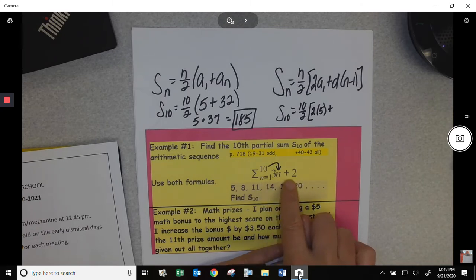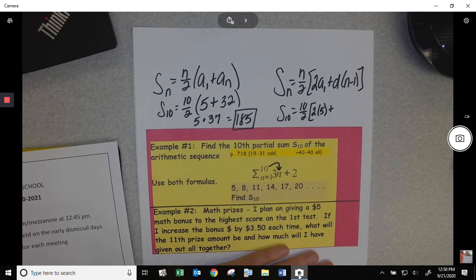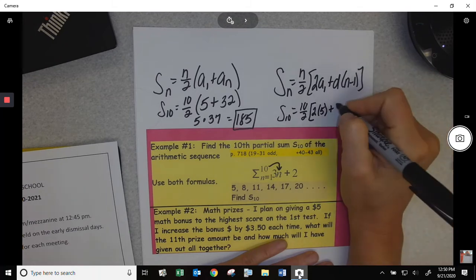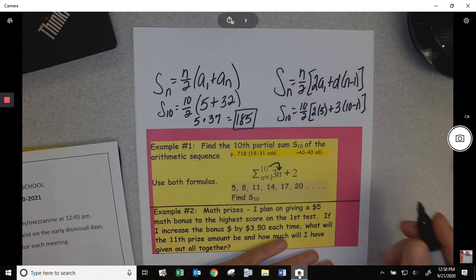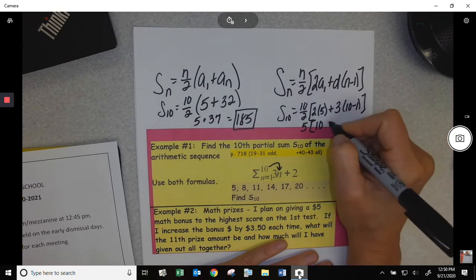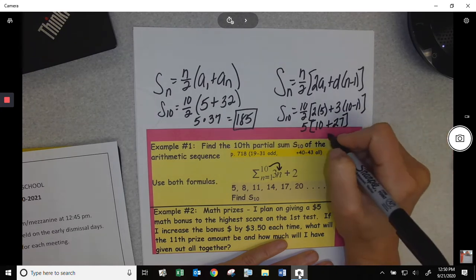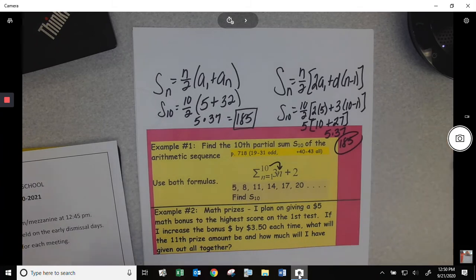Arithmetic term formulas always kind of look like Algebra 1, no exponents, and the number in front is always your common difference, which is going up by 3. So you can get it from here, or you can see 3, and then 10 minus 1. A little bit longer formula. So you have 5, and in parentheses, 2 times 5 is 10, plus 3 times 9 is 27. So now you'll have 5 times 37, which is again 185. So whichever way you feel comfortable, please pick the formula that you like.